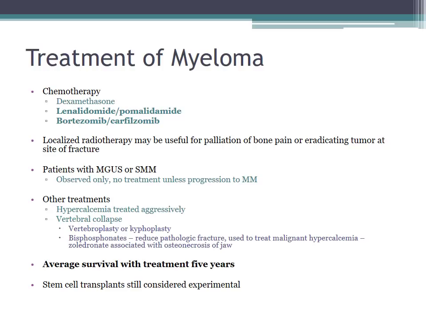Typical survival for patients when they've progressed to the point of multiple myeloma will be approximately 5 years. And stem cell transplant is being considered for patients, but it's still considered experimental.